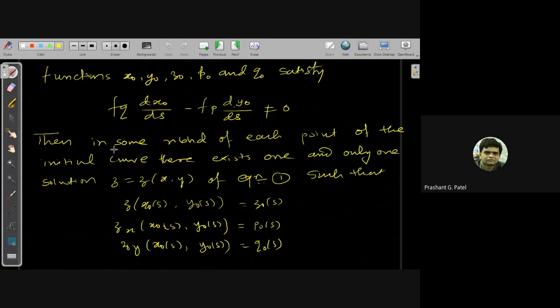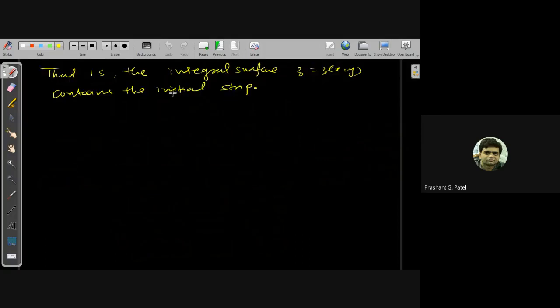Then it says that in some neighborhood of each point of the initial curve, there exists one and only one solution of this equation 1. That means it says that not only does the solution exist, it is also a unique solution. So the examples we did in the previous lecture, this is the theory for that, or based on that this will be a theorem. So let us try to prove this one.